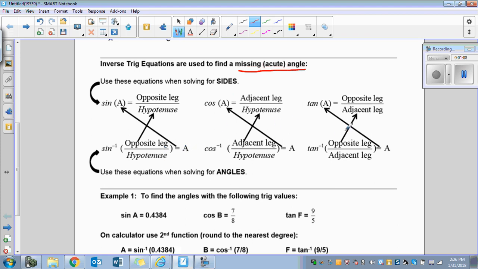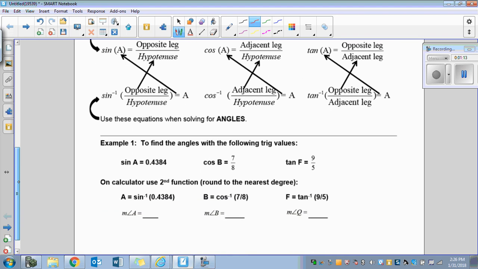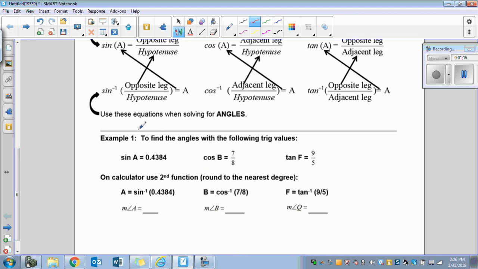This looks a little confusing, but I'm going to explain it. Most of the time, we can just plug it into the calculator, which is really nice. But if sine of A is this decimal, 0.4384, then A is equal to the sine inverse of the decimal. So we're trying to find the angle. They're asking us for the angle.